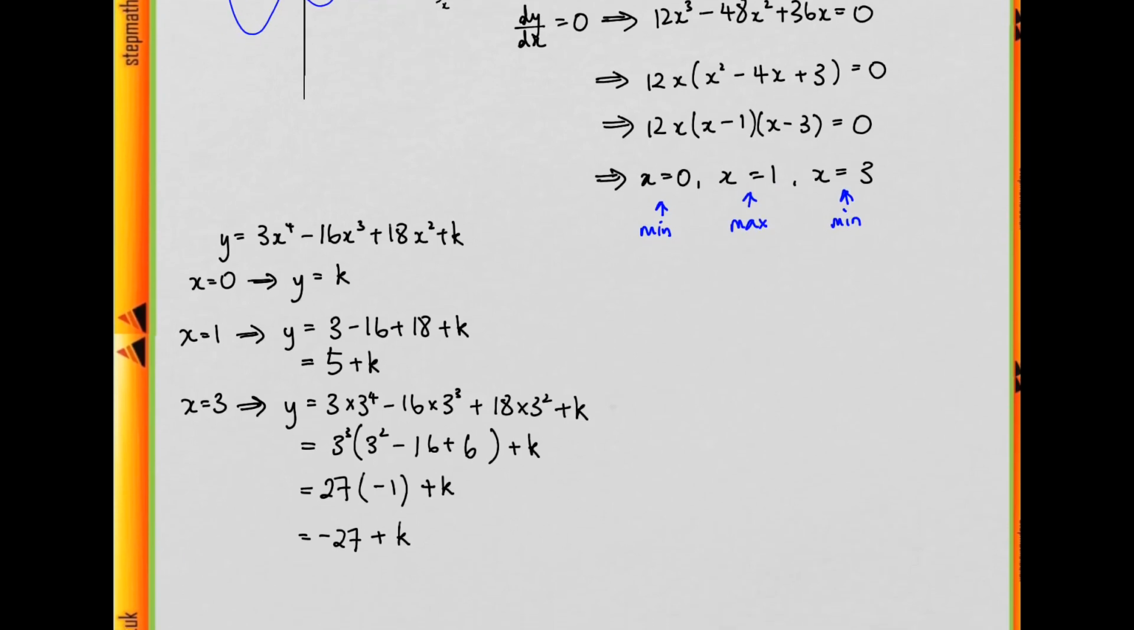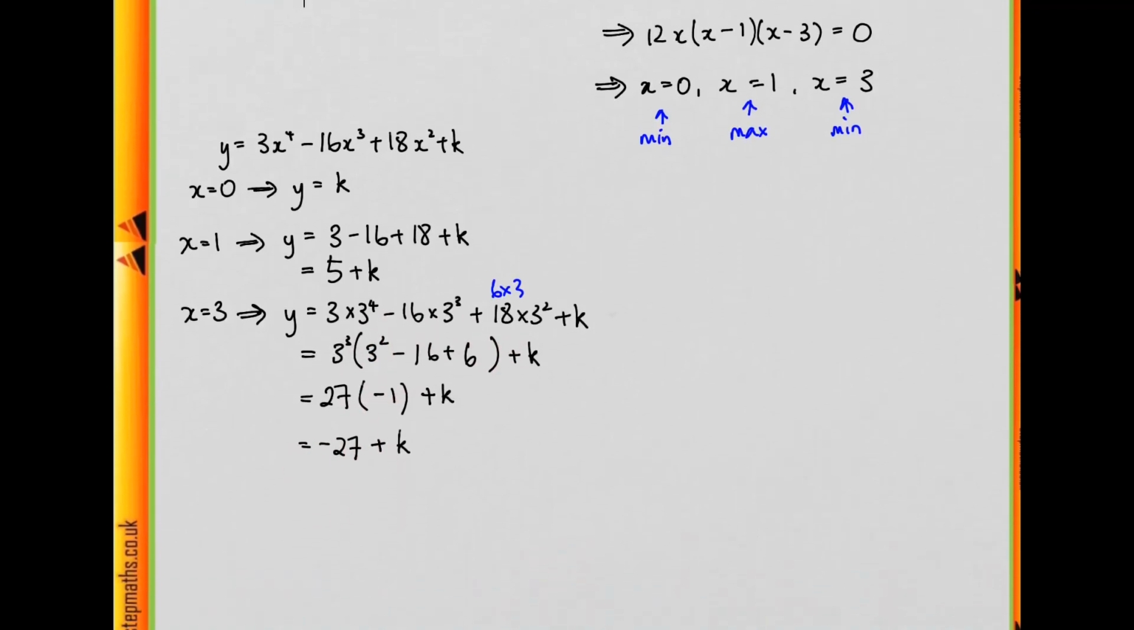And then for when x is 3, because I didn't want to multiply out these large powers of 3, first I factorized out 3 cubed from everything, so I got 3 squared left from this term, then minus 16 from the second one, and because 18 is 6 times 3, I was left with 6 from here. So this inside the brackets is just minus 1, so I got minus 27 plus k.